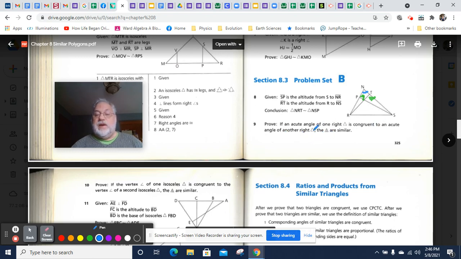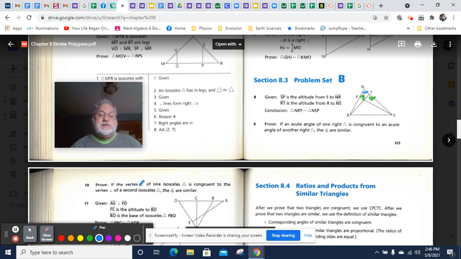Well, if they're both right triangles, you've already got one angle. And then the acute angles are not the right angles. So if we've been told that one of the acute angles is congruent to an acute angle on the other one, then you've got angle, angle. So you're good to go with that as well.